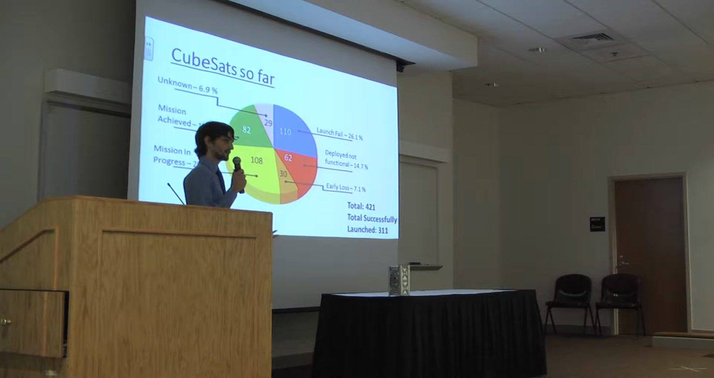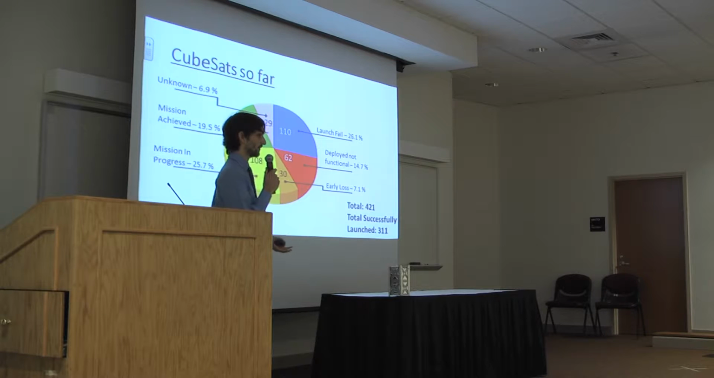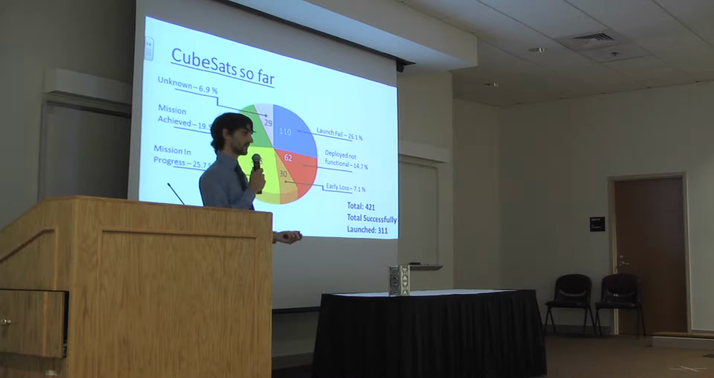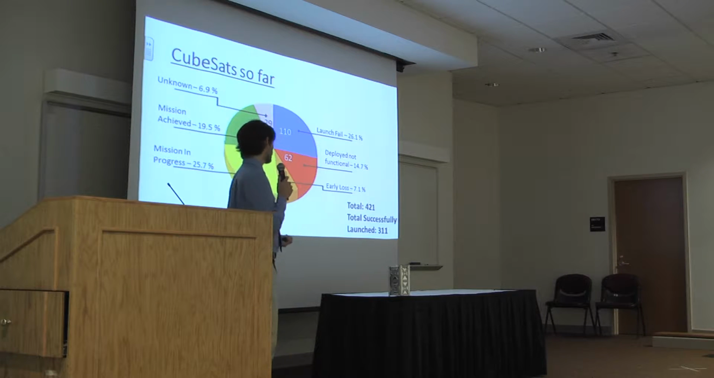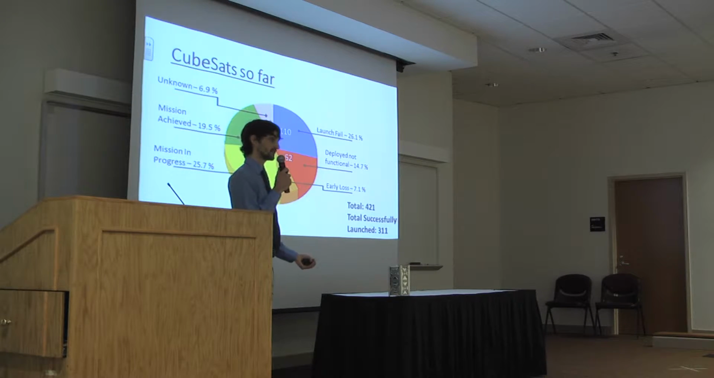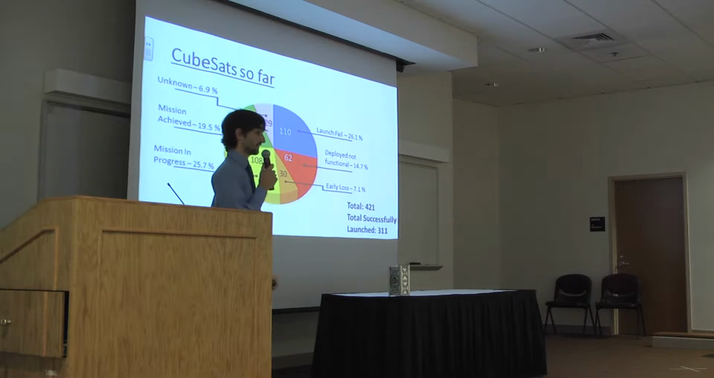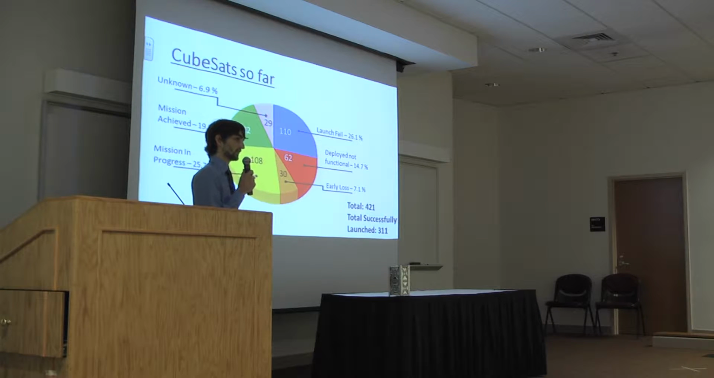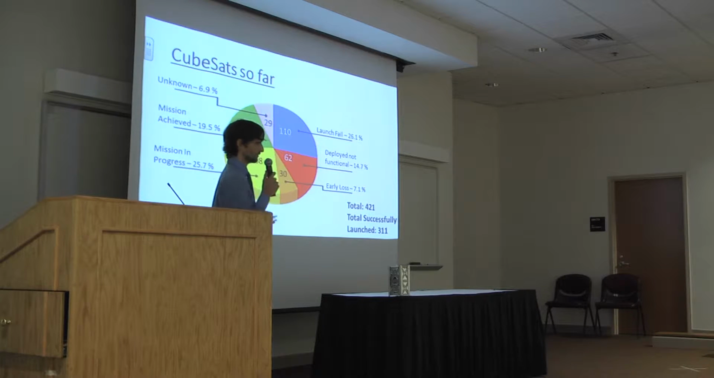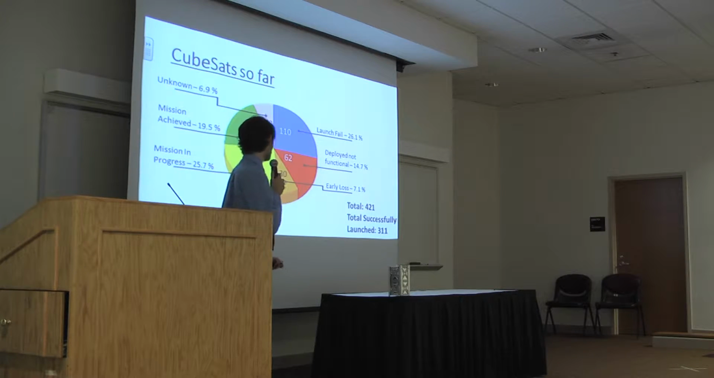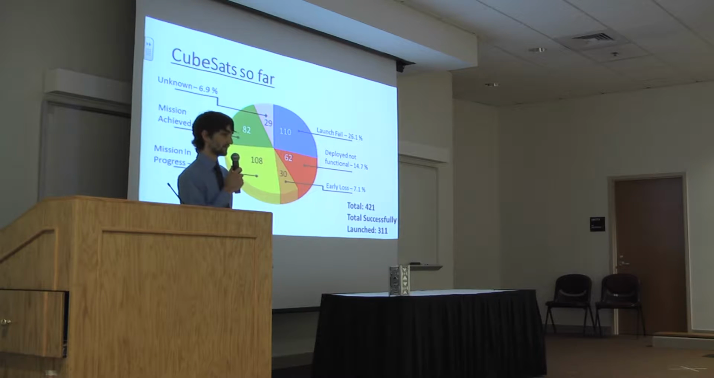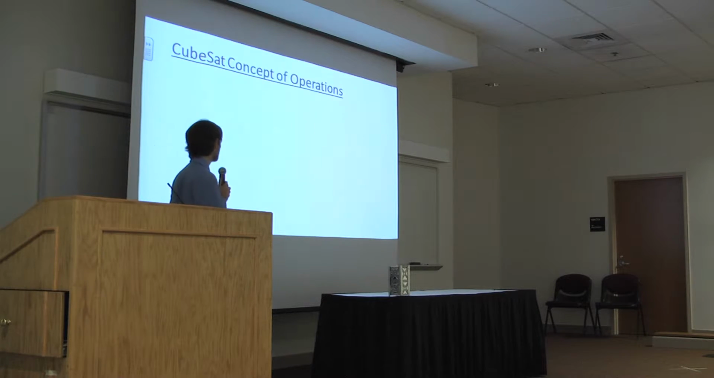This pie chart describes how CubeSats have gone so far. As you can see, only 19.5% of all CubeSats have completely succeeded in their mission. That accounts for about 82 of a total of 421 CubeSats. There are 108 satellites in orbit now that fall under the category of completing their project, but there's a lot of CubeSats that have failed or were lost early, so they didn't complete their mission. So this project is very high risk, but it's also very high reward.